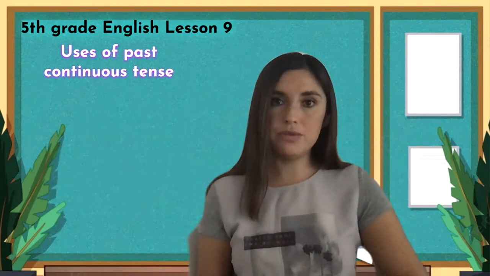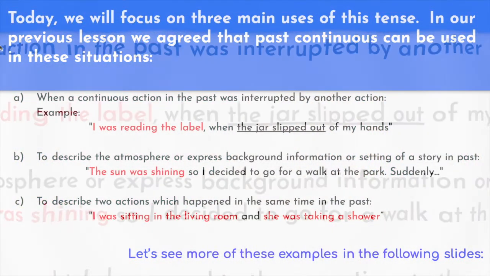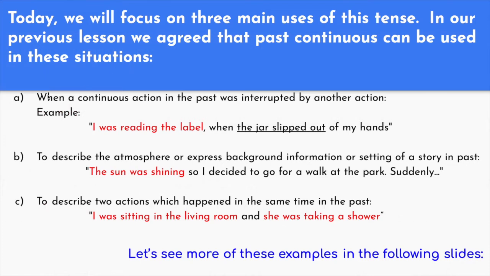We are going to start reviewing lesson 8. The past continuous tense can be used in these situations. Situation A, when a continuous action in the past was interrupted by another action. The example says the following: I was reading the label when the jar slipped out of my hands. This example was taken from the video we used in the previous lesson. This action interrupted this continuous action in the past.